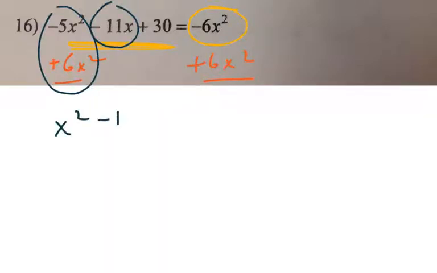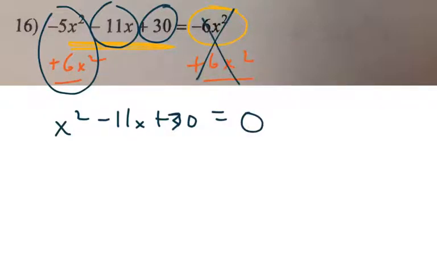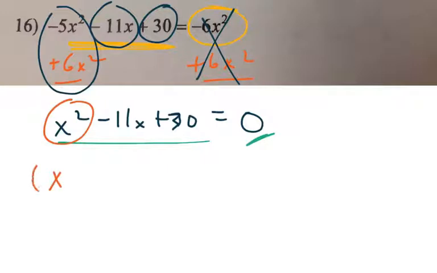We have a minus 11x plus 30 equal to, and of course we made that go to 0. It's equal to 0. That's what we want. Let's go ahead and factor the left side. So x squared is x times x. It does equal 0. Remember that.